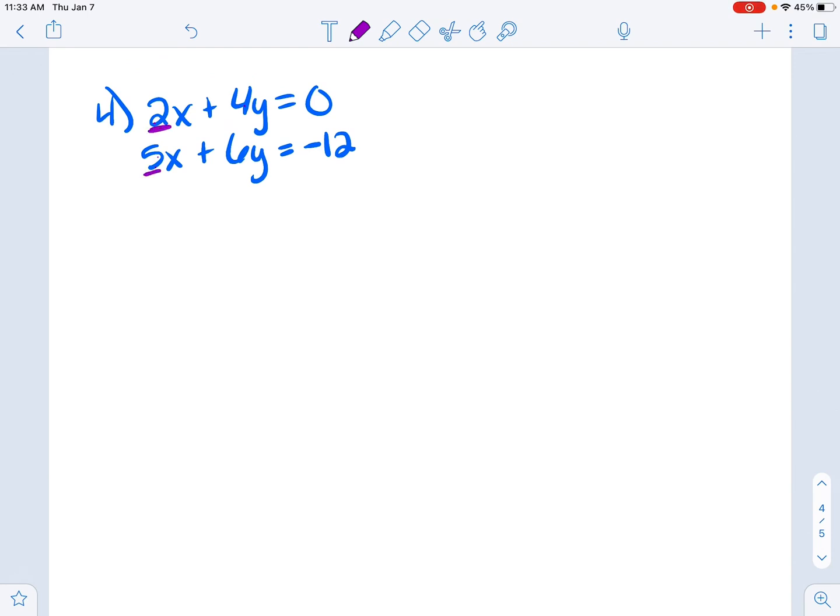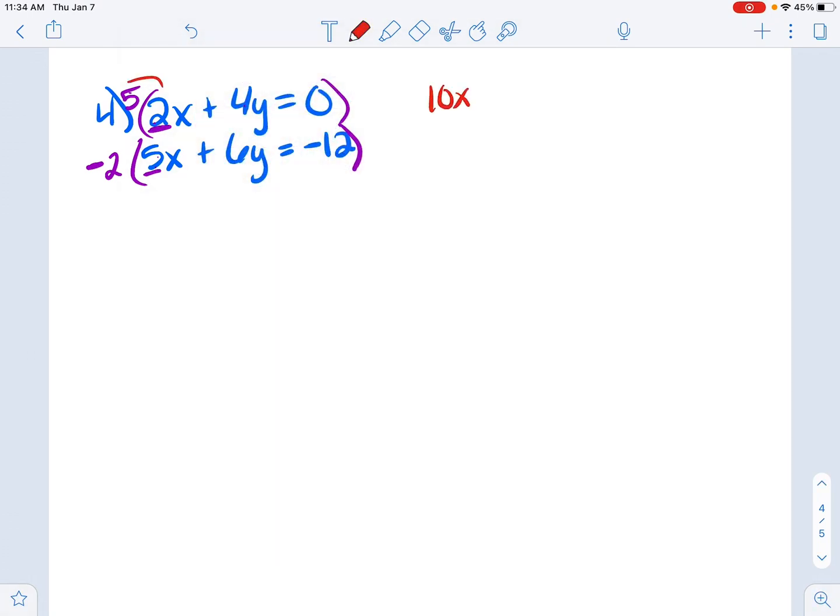2 and 5. What number does 2 and 5 both go into? 10. How do I make the 2 a 10? I would multiply by 5. On the bottom one, how would I make the 5 a 10? I would multiply by 2. Now the problem is they're both positive. So which one do you want to multiply by a negative so that they have opposite signs? Let's multiply the bottom one by a negative. So let's go ahead and multiply it out, see what we get.